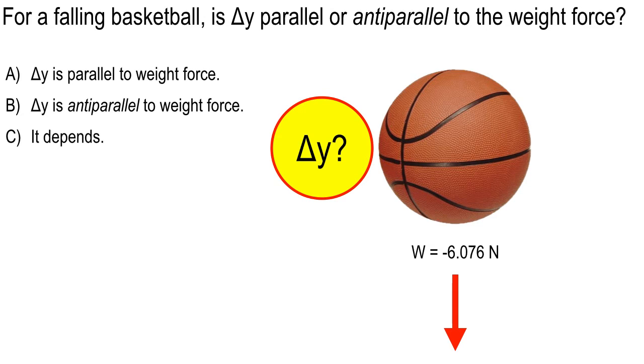For the falling basketball, is delta y parallel or anti-parallel to the weight force? Now, parallel means the same direction. Anti-parallel means opposite directions. So if you have two vectors and they both point north, then they're parallel. If you have two vectors, one points east and one points west, they're anti-parallel.